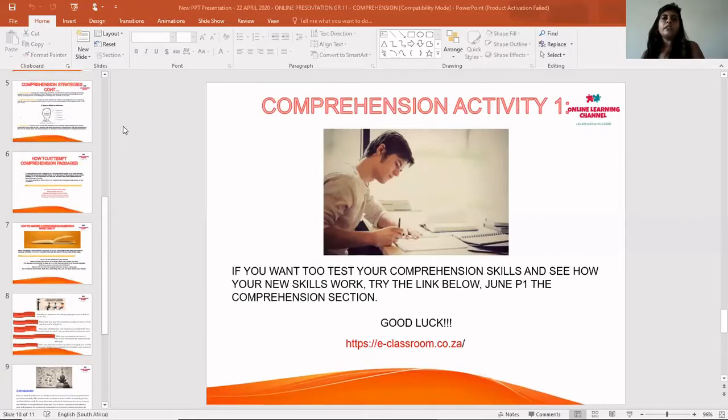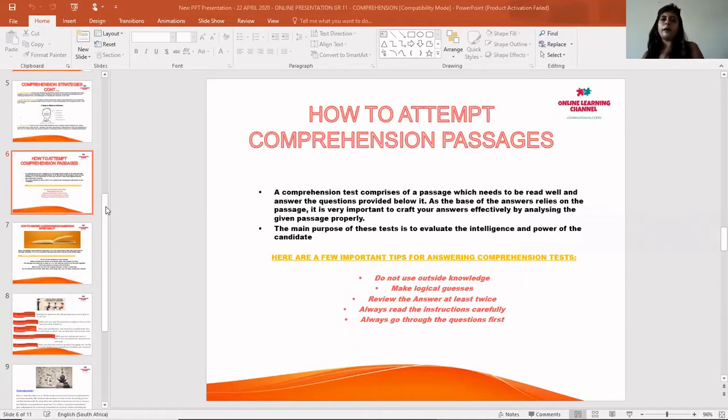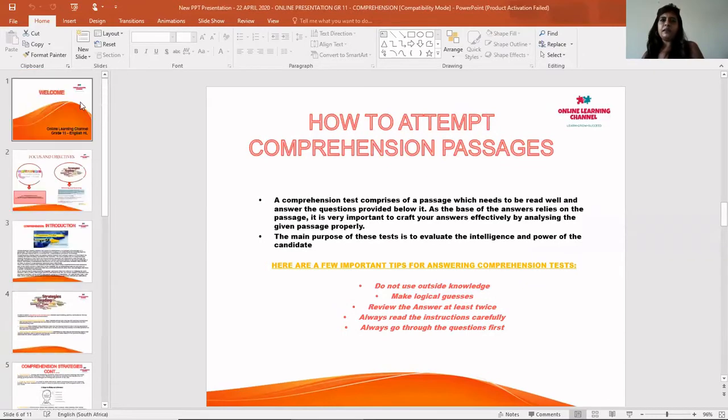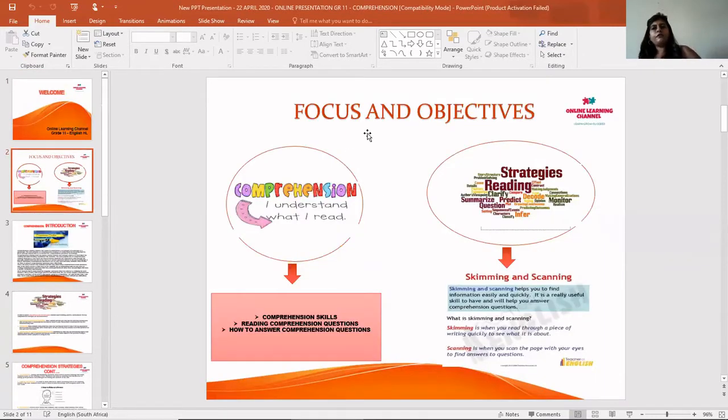And today I will be helping you with English, specifically with the grade 11 curriculum and on the comprehension section. So what I've got for you is a PowerPoint presentation on the different aspects and techniques of comprehension. And the first thing we're going to look at is the focus and the objectives of comprehension. Now, we're going to look at the comprehension skills, the reading skills, reading comprehension questions, how to answer comprehension questions. And then we're going to look at your different strategies, your skimming and scanning.